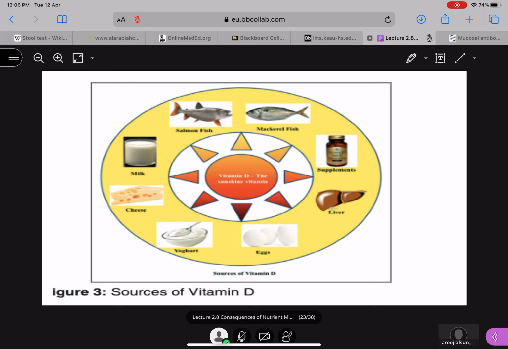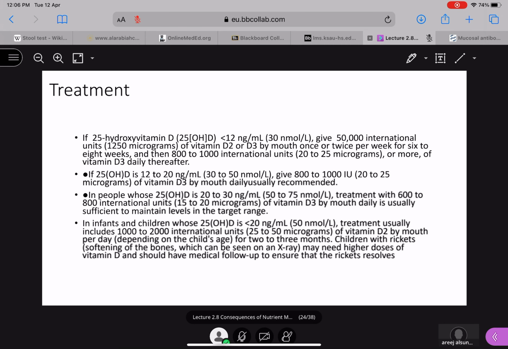From where do we get vitamin D? As we said, sun exposure is the main source of vitamin D, and also the diet. And this is the main source of vitamin D in the diet: dairy products such as cheese, yogurt, milk, egg, and fish.